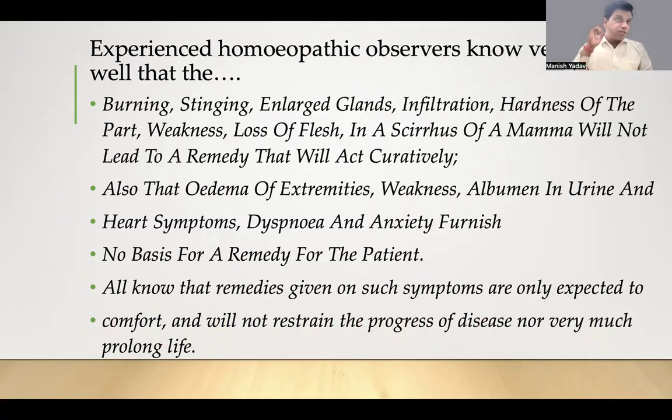Now, here comes a very big question. You will ask, but sir, you were just talking about pathophysiology, and now he's saying not to look at the pathophysiology. Now, when I read this line, only expect comfort and will not restrain the progress of disease.